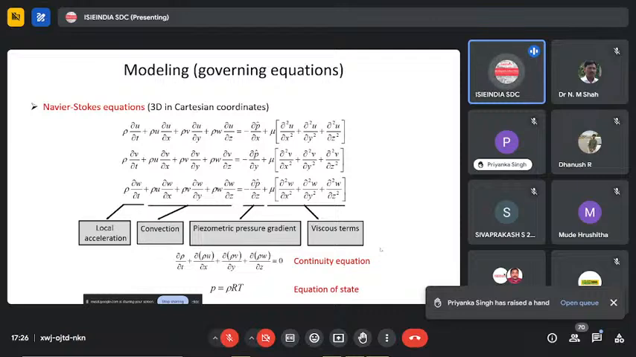We also use the continuity equation in CFD flow analysis. This equation ensures the conservation of mass in the fluid flow. It states that the mass entering a control volume must be equal to the mass leaving it. Mathematically, it ensures that the sum of the inflow and outflow of mass in any part of the fluid is zero. We also use the equation of state in CFD, which relates the fluid density with other properties like pressure and temperature.